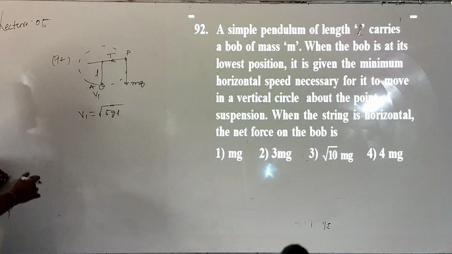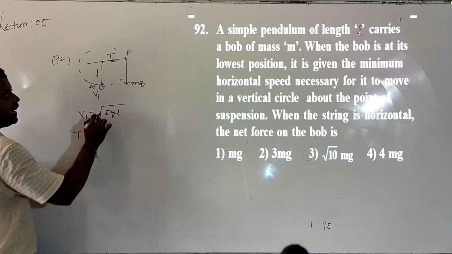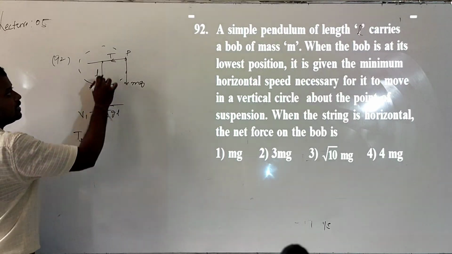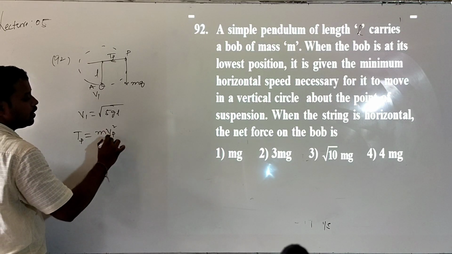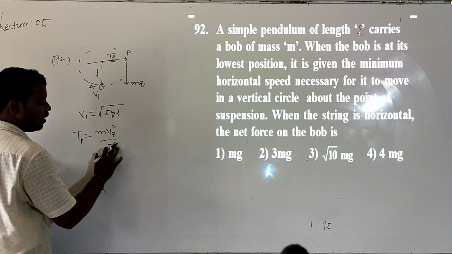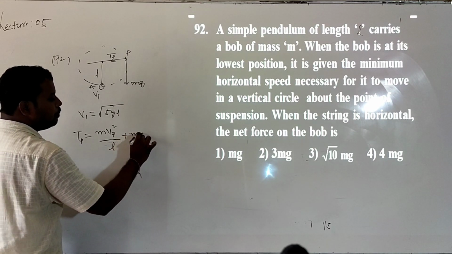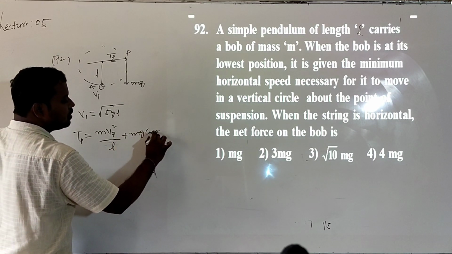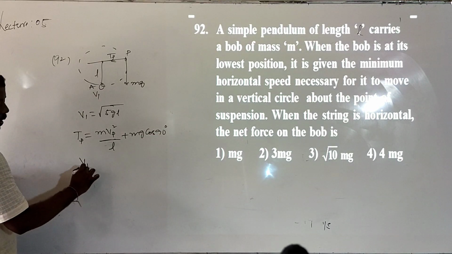T can be calculated like this: the tension at point P, let me call it Tp. Tp is equal to m Vp square by R, or L, so m Vp square by L, plus m g cos 90, because the string is making an angle of 90 degrees with the vertical. Then what is the formula for Vp?